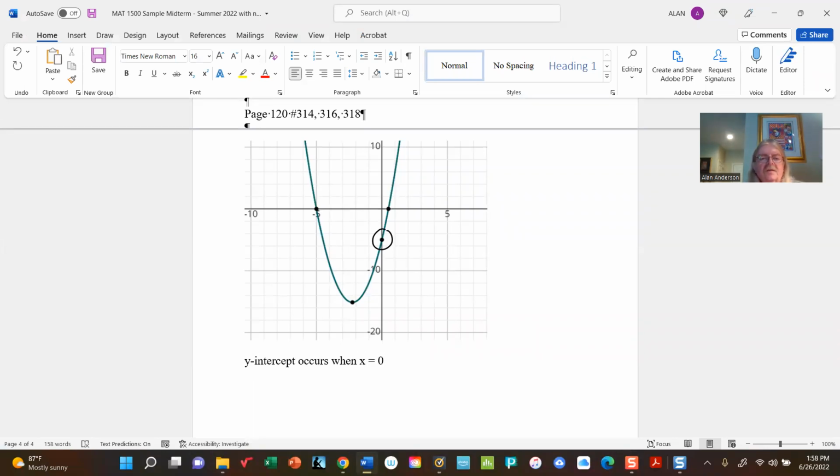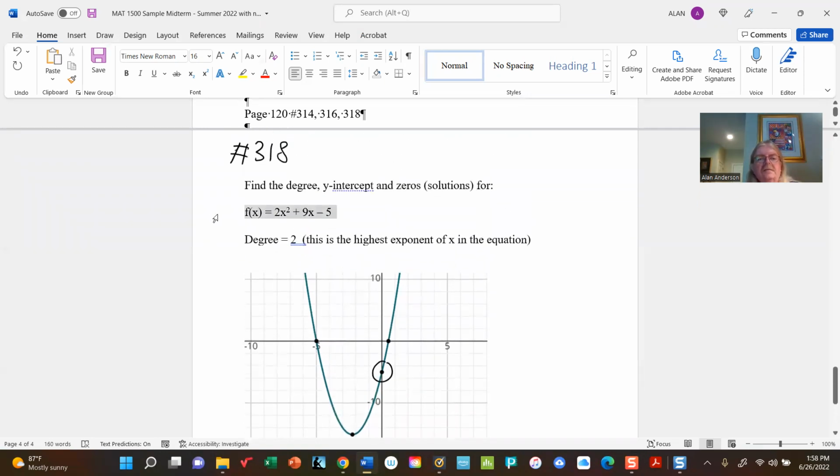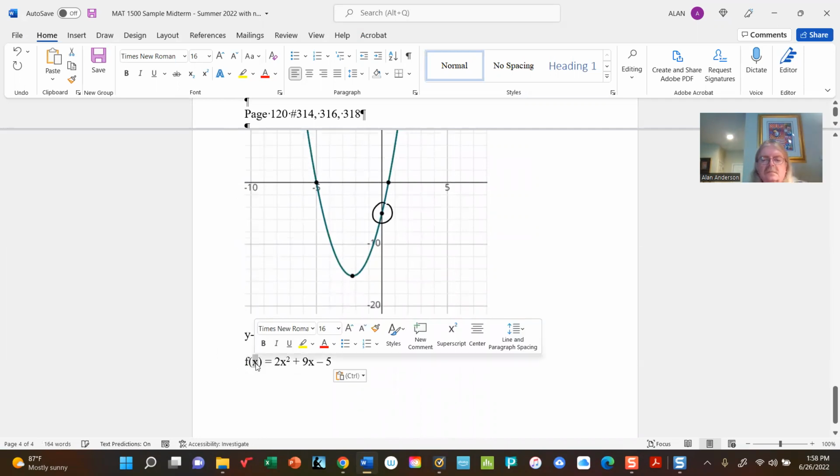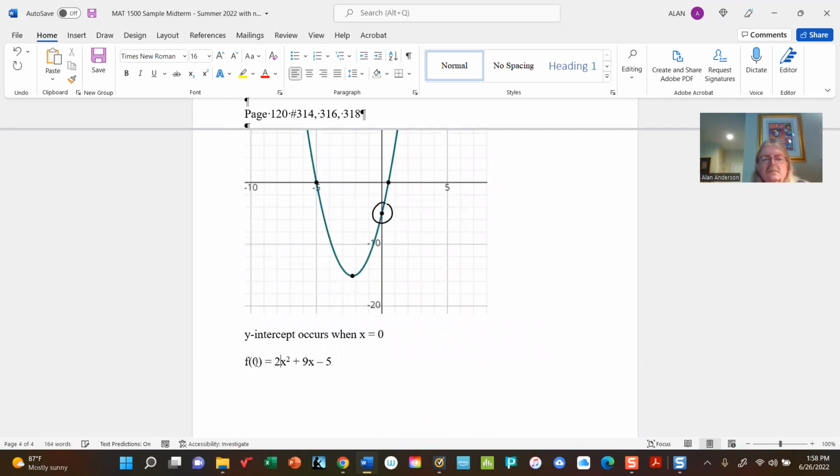So what we're looking for is f of 0. So that's clearly equal to -5. And that, you can tell by looking at the graph, that looks about right. This is the point 0, -5. This is the y-intercept.